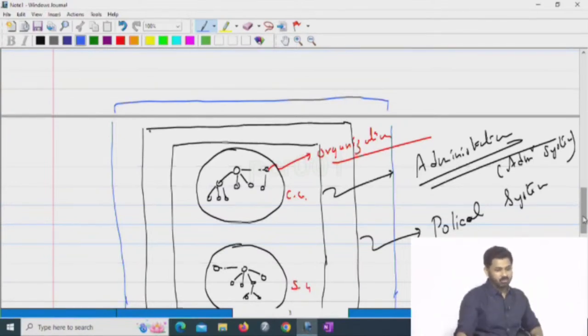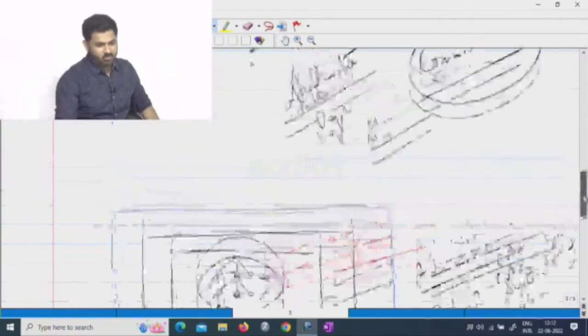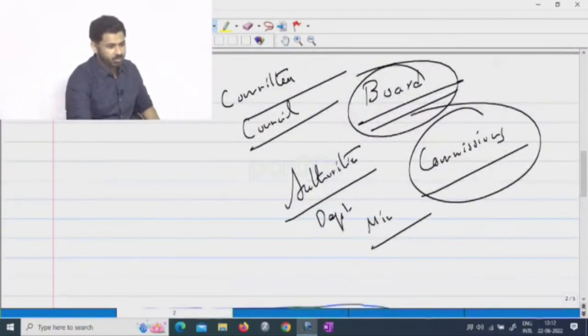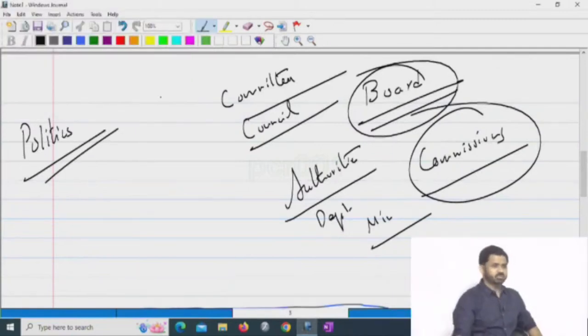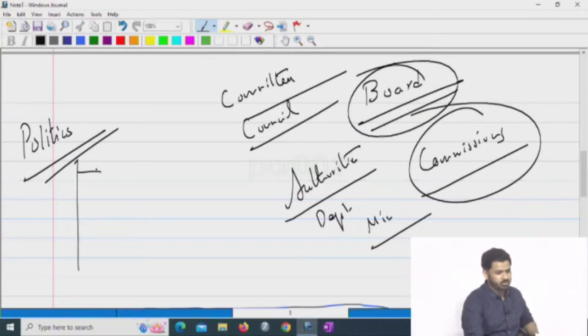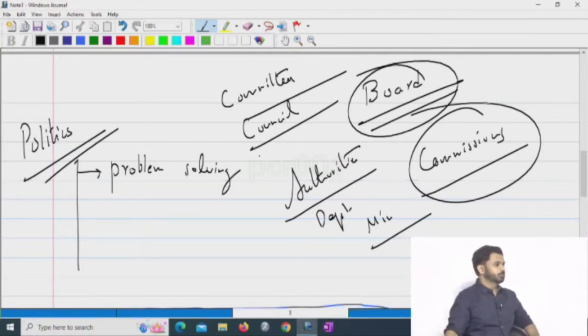Politics is about, let's write, we will be more clear. If I say politics, like I said administration, we should be clear about what politics is. The moment you think about politics, you should think that politics is about problem solving. You see, the expressions we should use in our notes are quite self-explanatory, and you can by yourself elaborate. Sometimes I will make you write elaborately also.